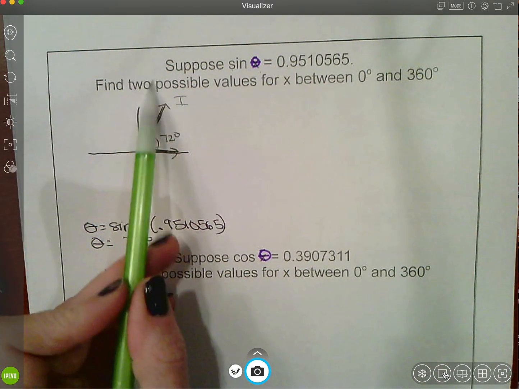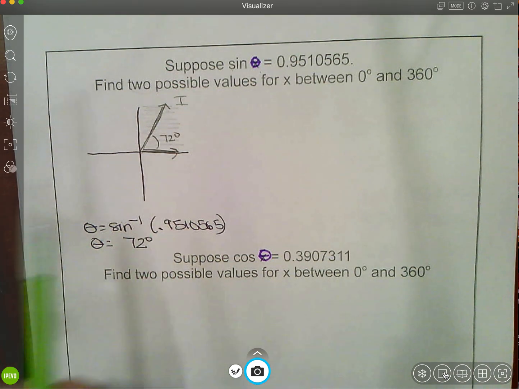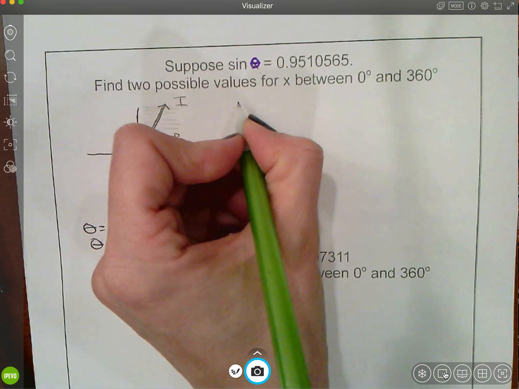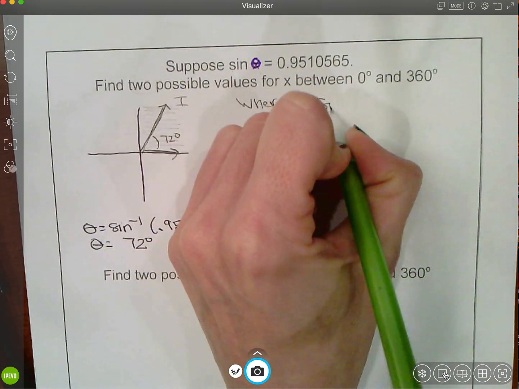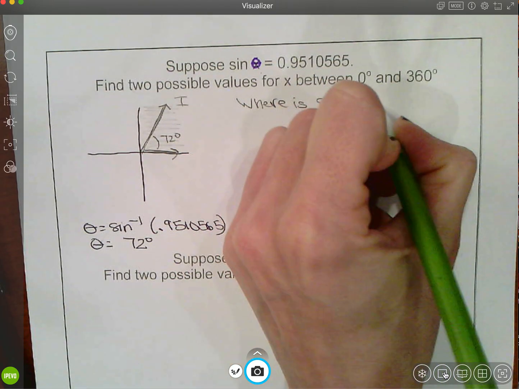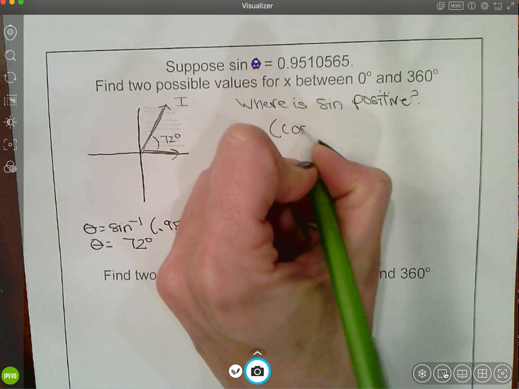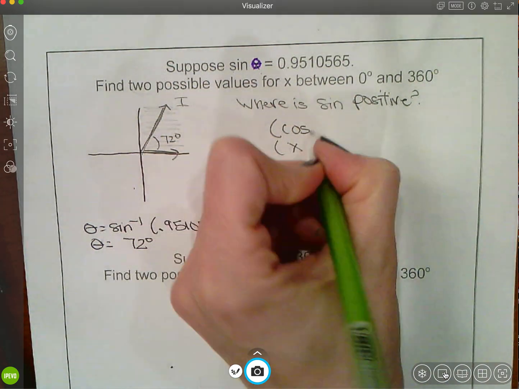But it's asking for two possible values. So it's like, gosh, I got one right there in quadrant 1. What I want you to ask yourself is, where is sine positive? And here's where it comes back for you guys to remember that cosine is associated with the x value of an ordered pair.